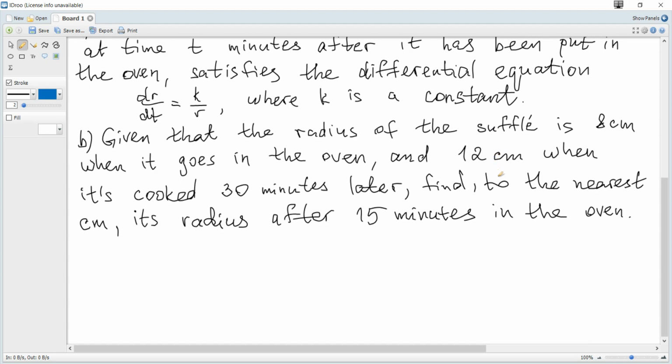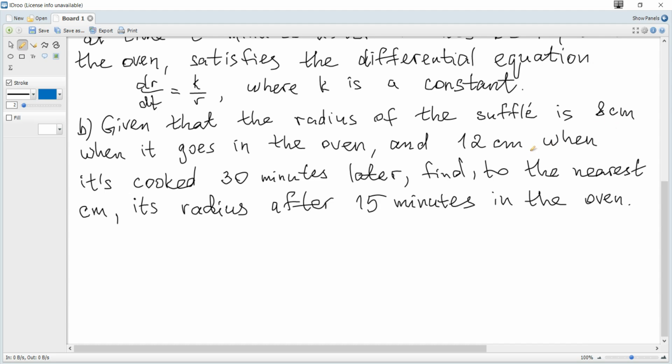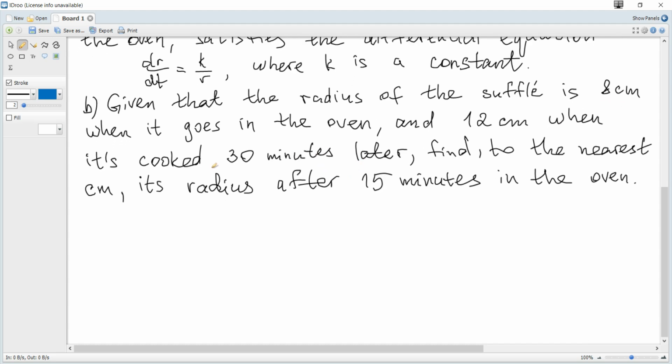(b) Given that the radius of the soufflé is 8 centimeters when it goes in the oven, what does it mean? When t is 0, r is 8, and 12 when it's cooked 30 minutes. So when t is 30, and notice that t is in minutes, r is in centimeters, r is 12. Yes, and the question is to find r when t is 15, and r is unknown.